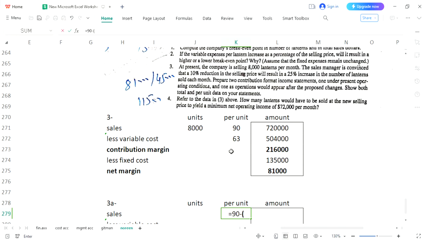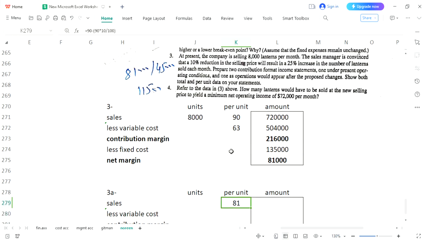How would you calculate 10% of 90? 90 multiplied by 10 divided by 100. So he wants us to subtract 10% of selling price. He wants us to reduce the selling price by 10%. So you have got your 81. I would like to show it over here. Original price was 90. He was willing us to reduce by 10%. How would you calculate 10%? 90 multiplied by 10 divided by 100. So it comes as 9.